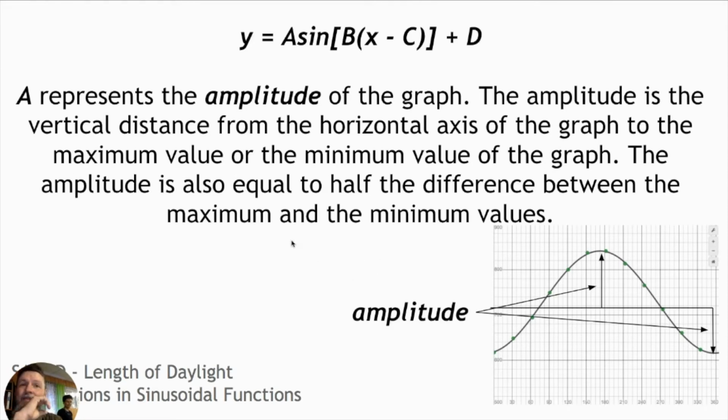A in this y equals a sine, b, x minus c, all that, represents the amplitude of the graph. The amplitude is the vertical distance from the horizontal axis of the graph to the maximum value or to the minimum value of the graph. The amplitude is also equal to half of the difference between the maximum and the minimum value. Because they should be the same, if you divide them in half, it should be right here. Okay, so that's your definition of amplitude.